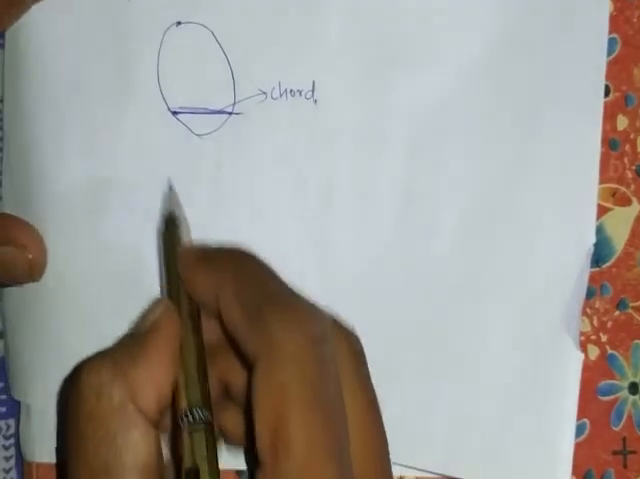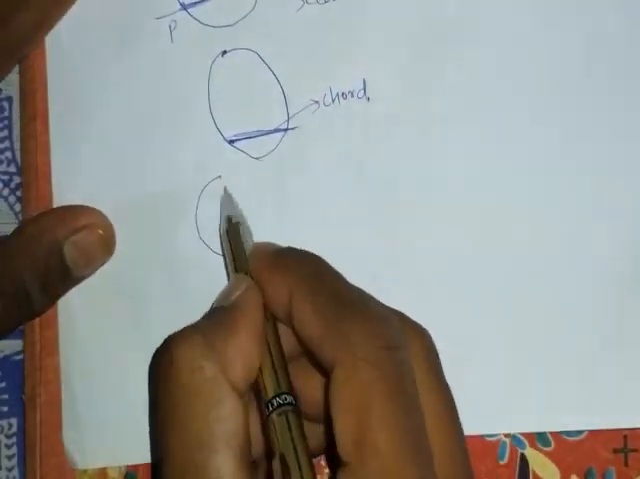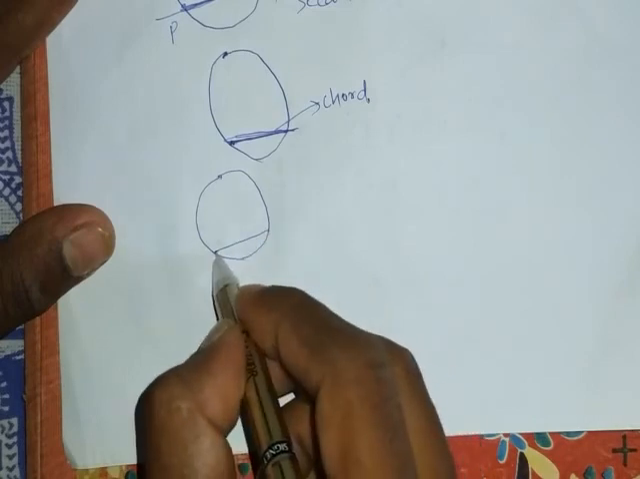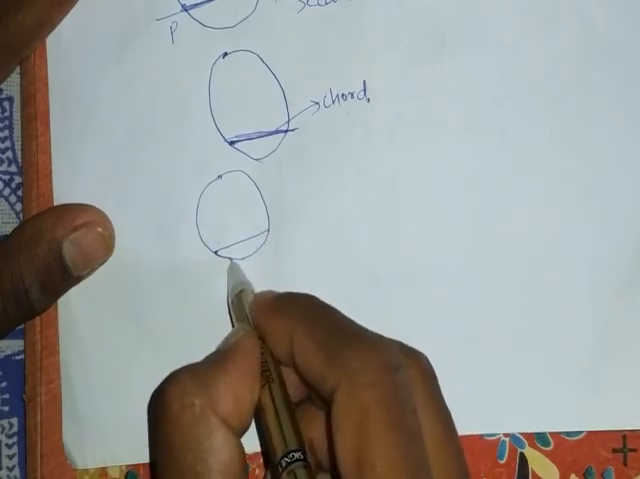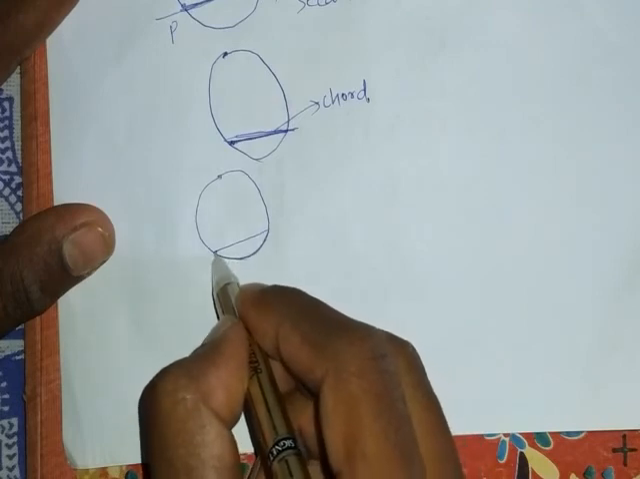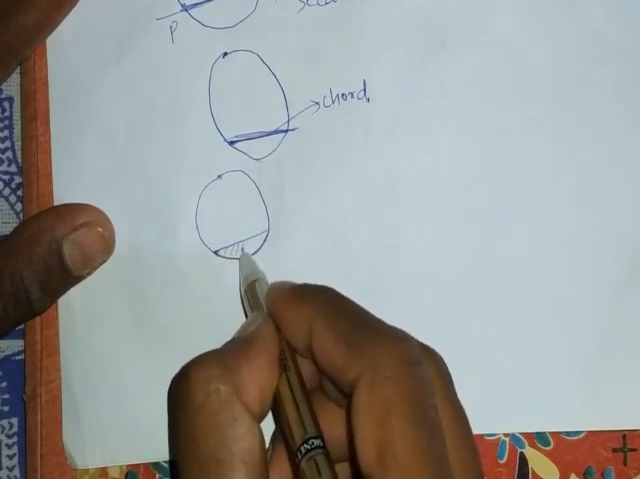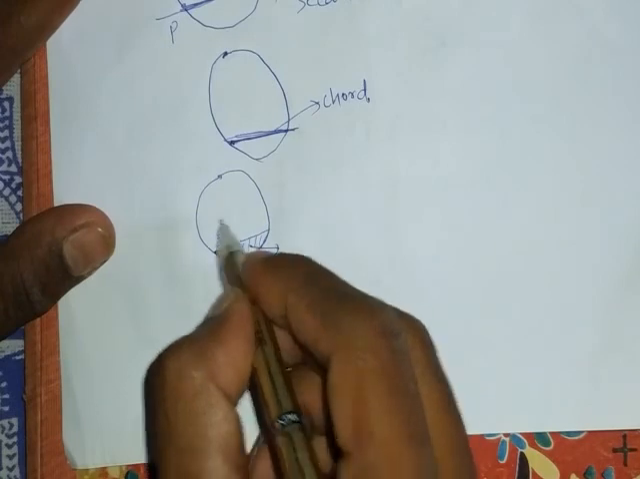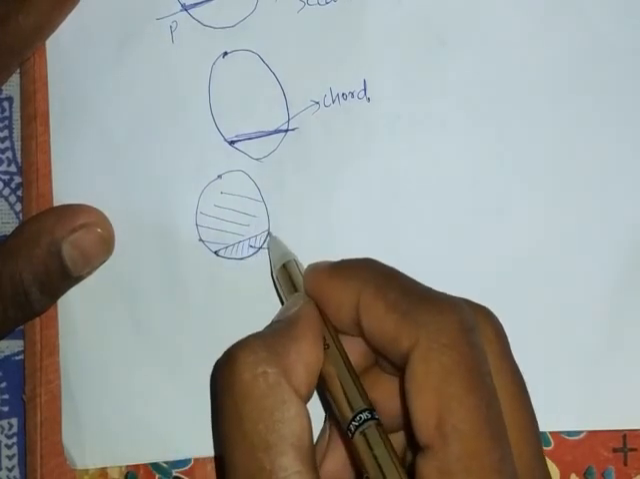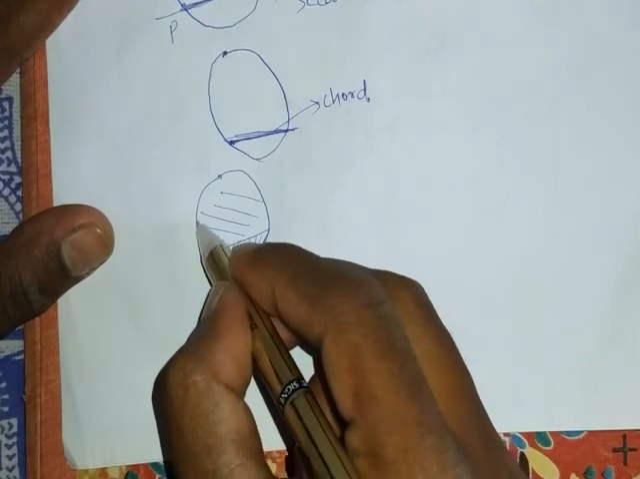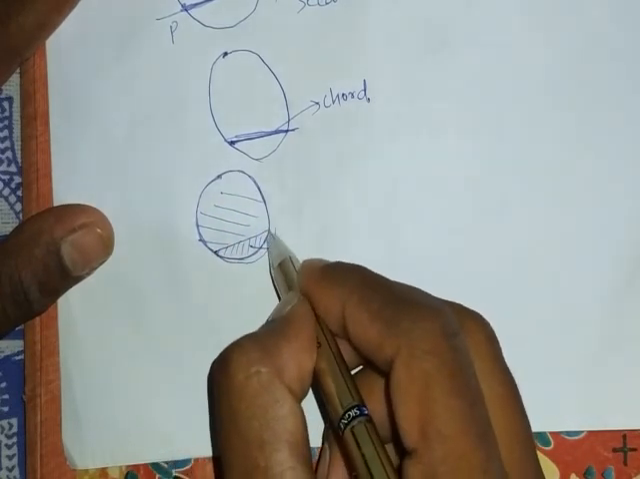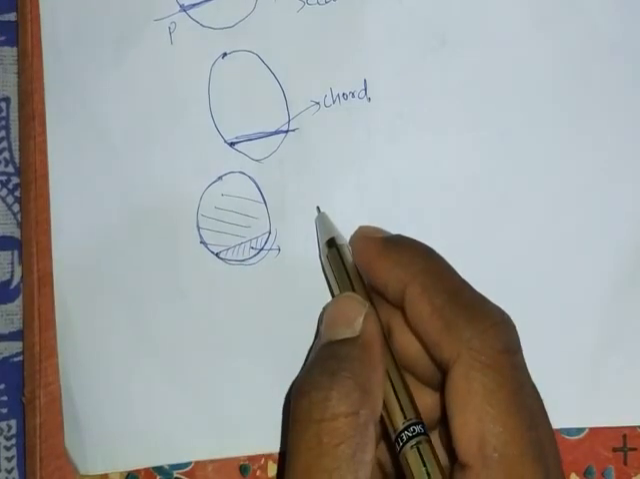If we consider, now I'll show in another circle. If this is the chord, and this is the segment, this is the minor segment, and this is the major segment. This is the major arc, and this is the minor arc. These are some basics, as we all know.